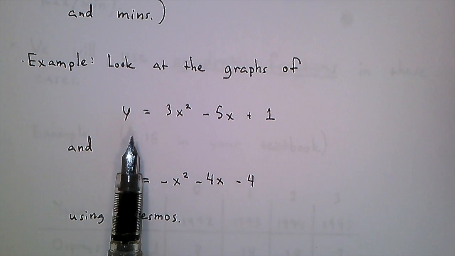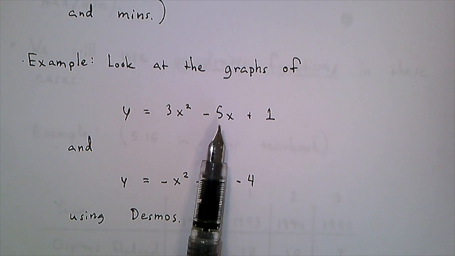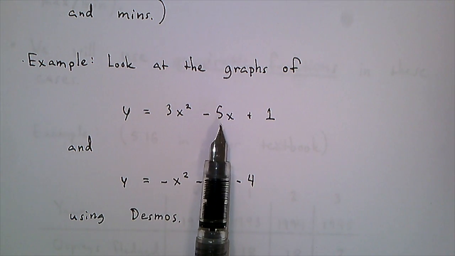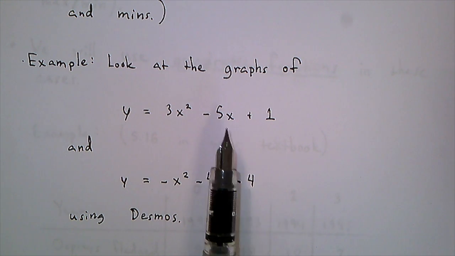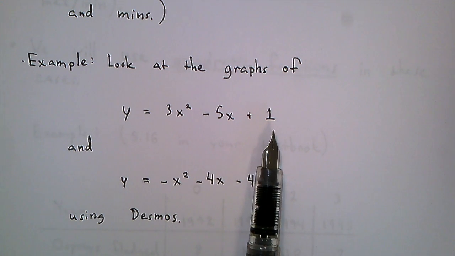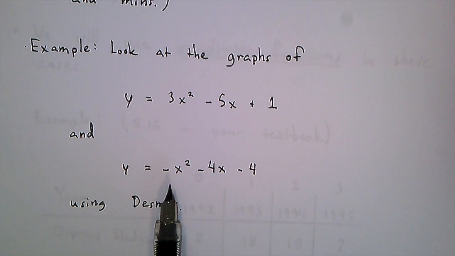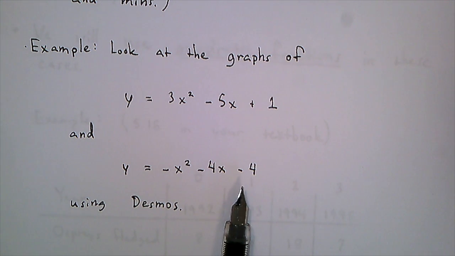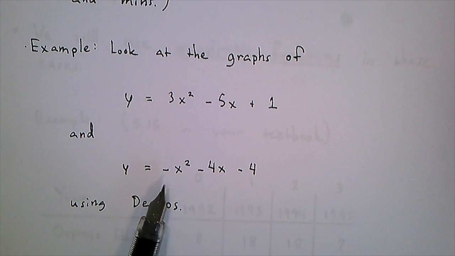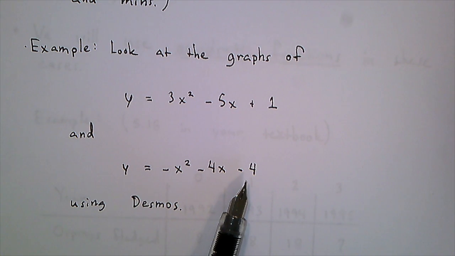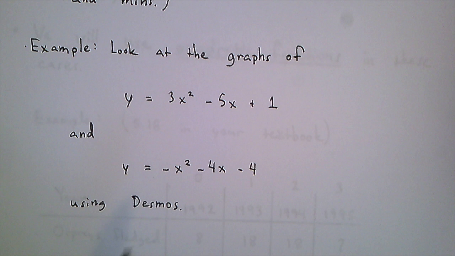So here my first function is y equals 3x squared minus 5x plus 1. 3 is taking the place of a, minus 5 is taking the place of b, and 1 is taking the place of c. Here's my second quadratic function, y equals minus x squared minus 4x minus 4. In this one, minus 1 is taking the place of a, minus 4 is taking the place of b, and minus 4 is also taking the place of c. Let's head over to Desmos and look at the graphs of these two functions.